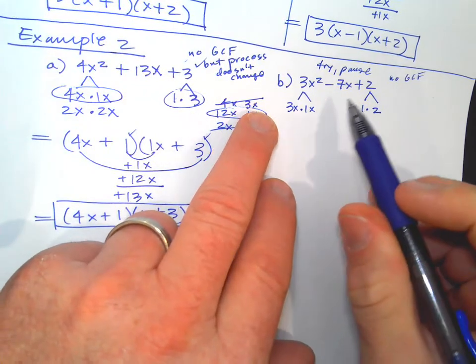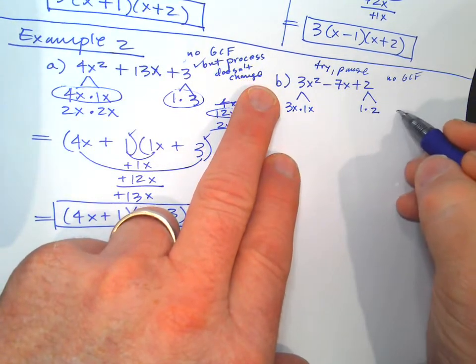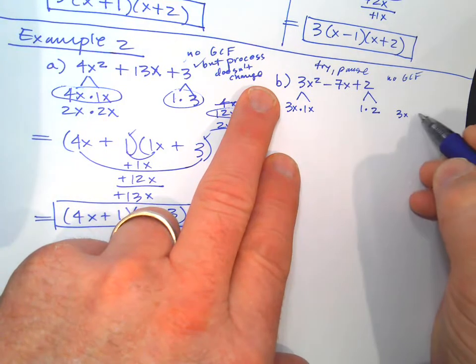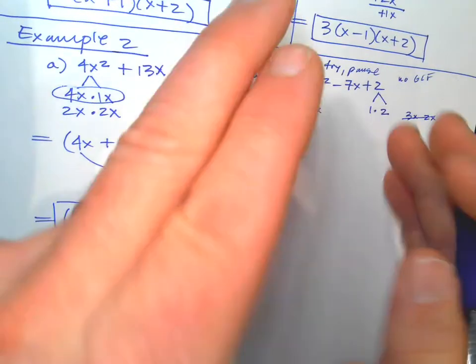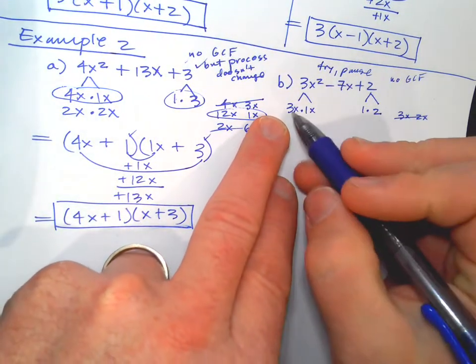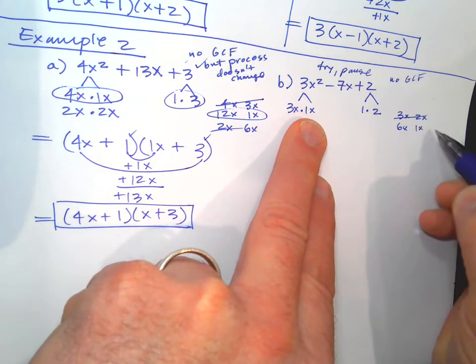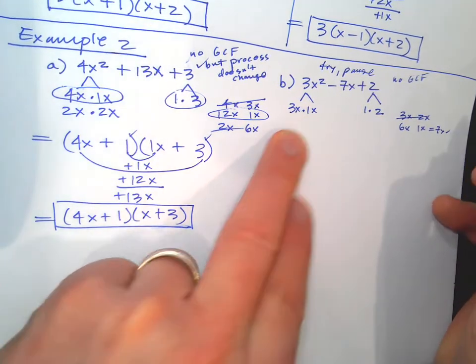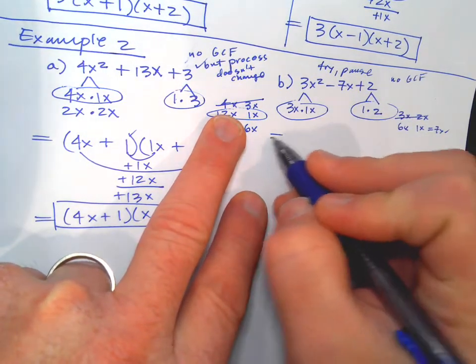Now, we want to somehow get a 7x in the middle. So if I do 3x and 1, that's going to be 3x. And I do 1x and 2, that's 2x. Can I get 7 from that? No. But remember, we can switch the order. So we can do 3x and 2 is 6x, and 1x and 1 is 1x, and that would give us the 7x, right? So we can do it. And that's our only shot.